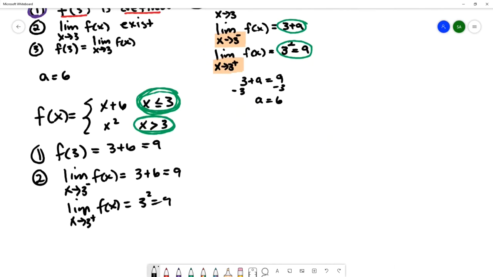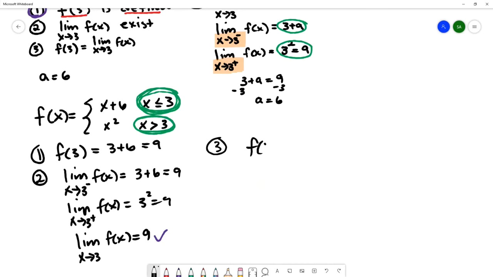Because the limit from below is equal to the limit from above, that means that the overall limit exists and is 9. So the second criteria is met. The limit exists. And the final criteria is that the function value and the limit agree with each other.